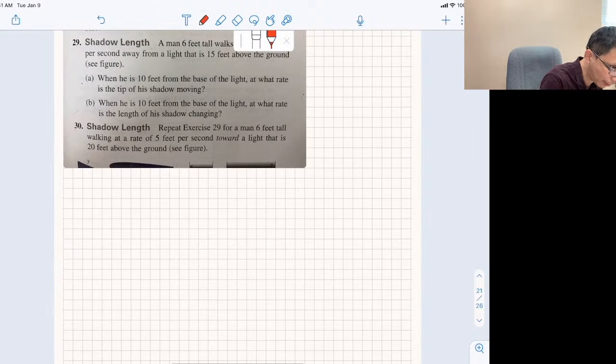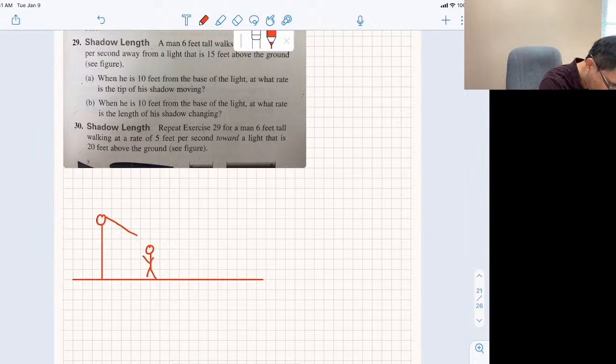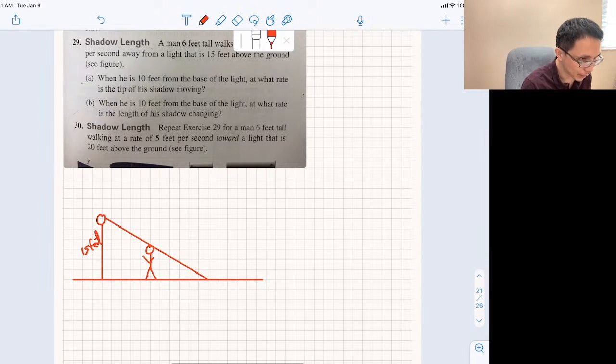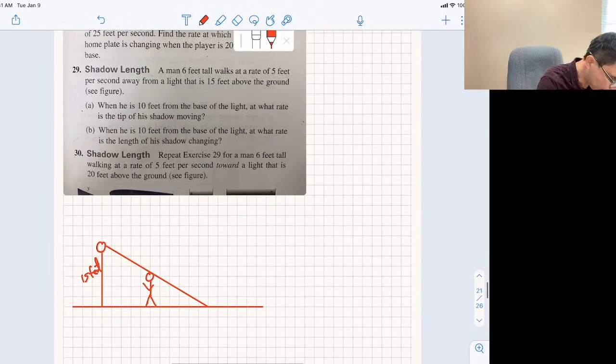This is the picture that we're going to have. So this is the lamp, and this is the man. I don't know how to draw a stick figure. I think that's it. It's going to cast the shadow. That's perfect. Okay. Now this one is 15 feet. Okay, 15 feet. He's 6 feet tall.